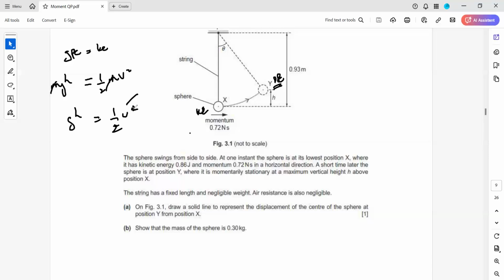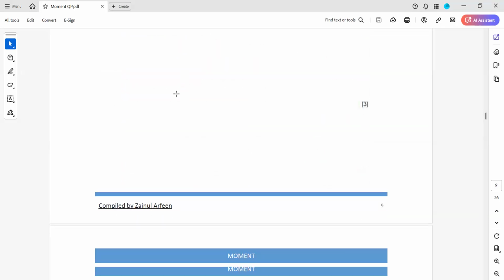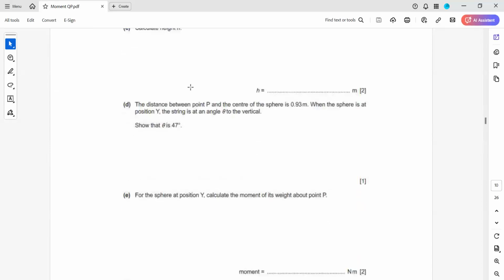So you have the speed at which it was moving because you have the kinetic energy. You already have the kinetic energy directly. So kinetic energy is equal to the gravitational potential energy. Kinetic energy is 0.86 and gravitational potential energy is mgh. So you have m and g, so you can work out h. m we calculated in the last part. That is for part C.